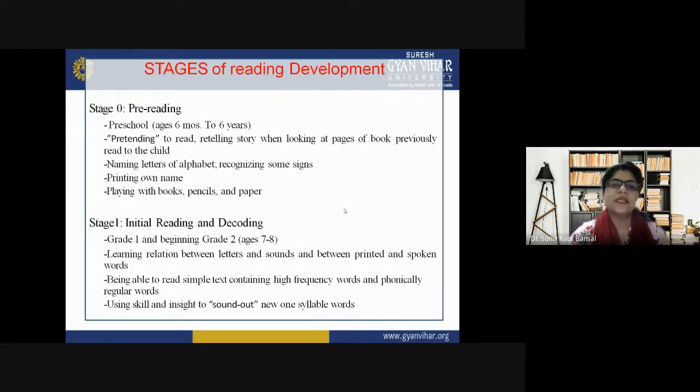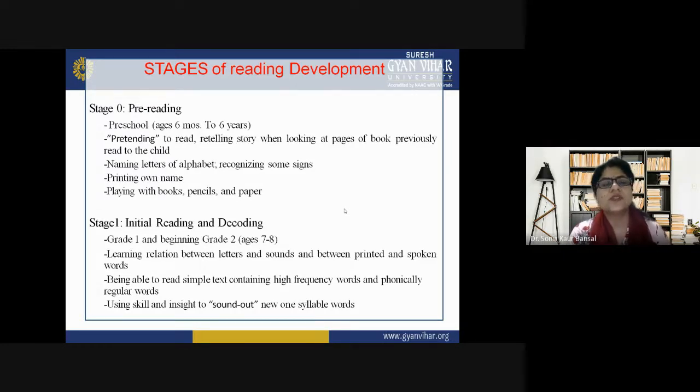Now students, let's have a look at the stages of reading development, how reading is developed from the age of 6 months to later ages. We are going to describe it very minutely, so let's understand it. Now stage 0 we call the pre-reading stage. Preschool, ages 6 months to 6 years. This is the pre-reading period. This is called stage 0.